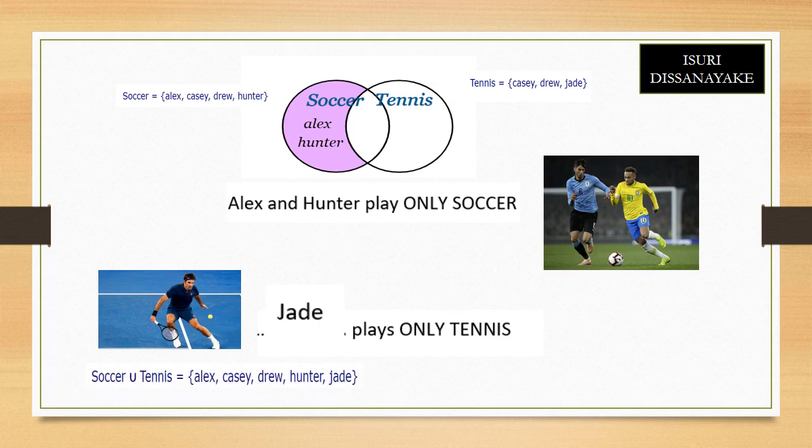Also, if I ask you who plays soccer or tennis, it refers to the union. That is Alex, Casey, Drew, Hunter, Jade. So all 5 play soccer or tennis. Also, if I ask you those who play both games, soccer and tennis, that is Casey and Drew, whose names you write over here. These are those who play soccer and tennis both.